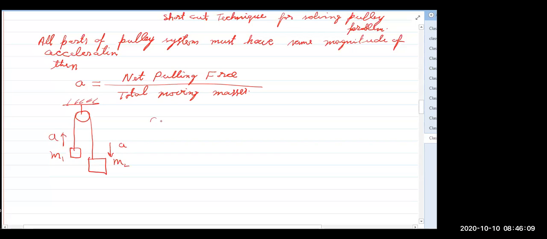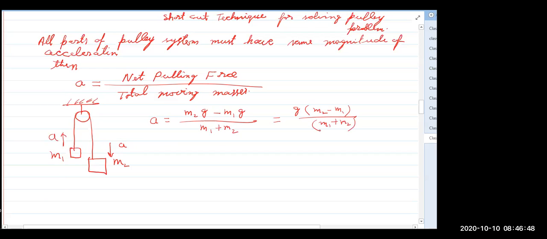So what is the net pulling force? This object is trying to pull this whole system. M2 is trying to move this object, so M2G is the pulling force, but M1G is the opposing force. So the net pulling force is M2G minus M1G. M2G is trying to give the acceleration to the system, and M1G is trying to stop it. So M2G minus M1G divided by the total moving masses, M1 plus M2. So this will be G into M2 minus M1, divided by M1 plus M2. Okay, so in this way we can do it.